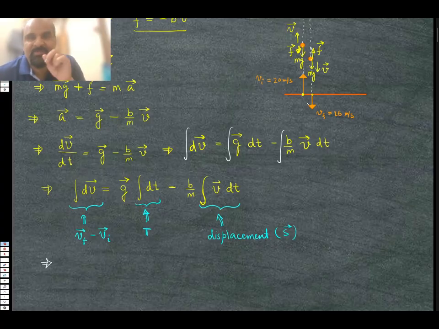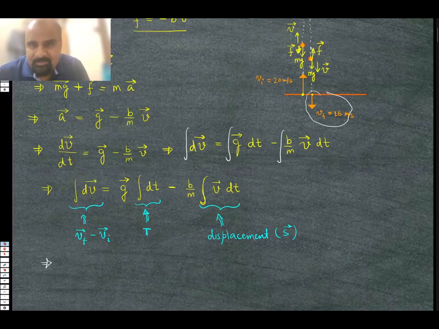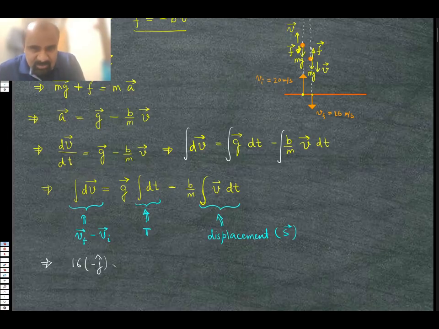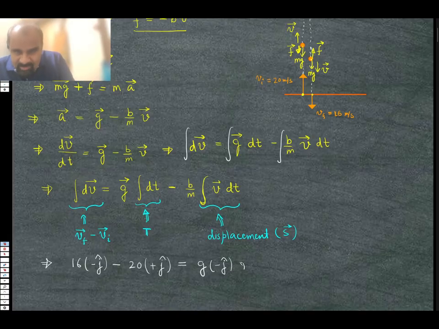Okay, now if you see in this integration dv, what is the final velocity? And of course everything is in vector form, that's the main thing. So you see, this velocity minus this velocity is 16 minus j cap. You can write it in the vector, 16 meter per second, I'm not writing the unit, minus what about this initial velocity? It was 20 plus j cap, because it was in the upward direction. And then g vector you can write as g minus j cap, because gravity acts in the downward direction. And dt is the total time taken, and minus b by m. And what is this displacement? Well, it's a null vector, because this is the starting position, that itself is the ending position.